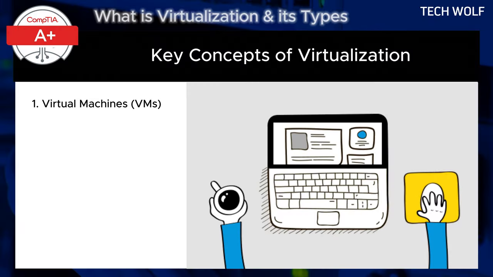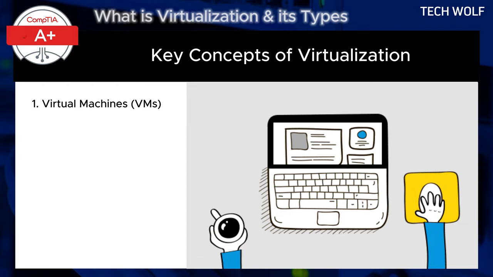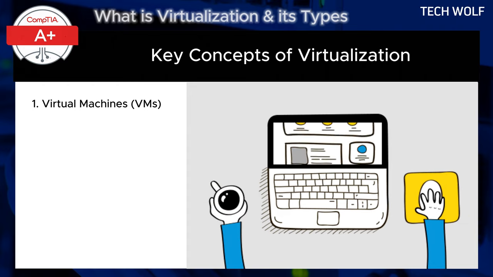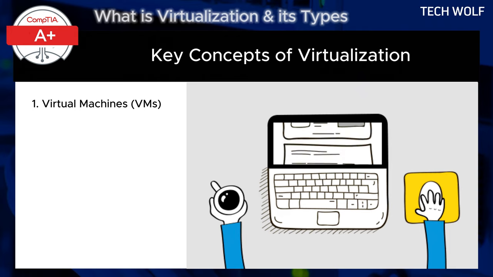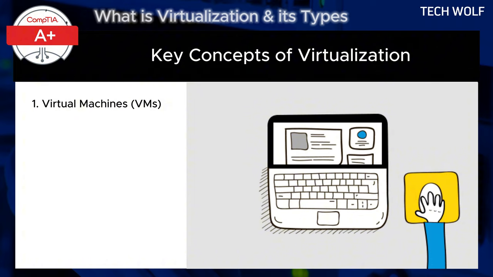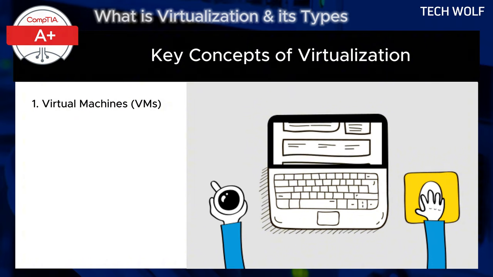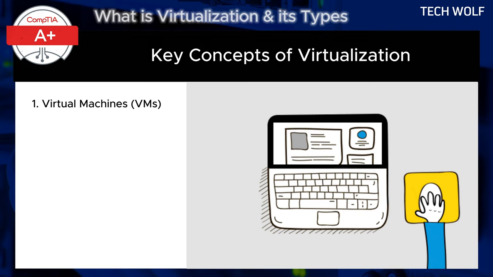Virtual machines, or VMs. A virtual machine is an emulated computer system that behaves like a separate physical computer. Virtual machines can have their own operating systems and applications and function independently of each other. For instance, you can have a Linux virtual machine running on a Windows computer or multiple Windows versions running on the same hardware.